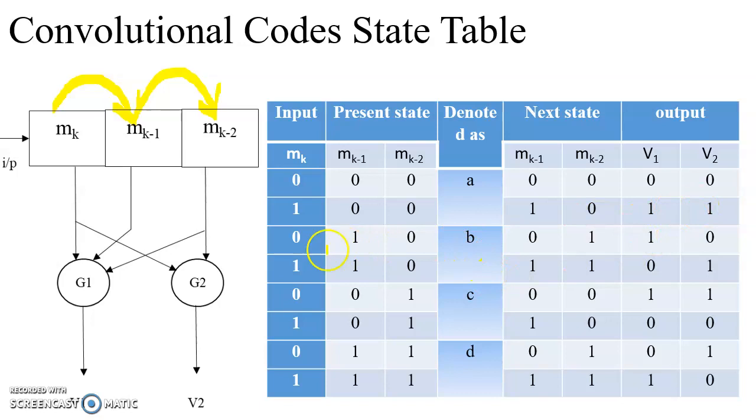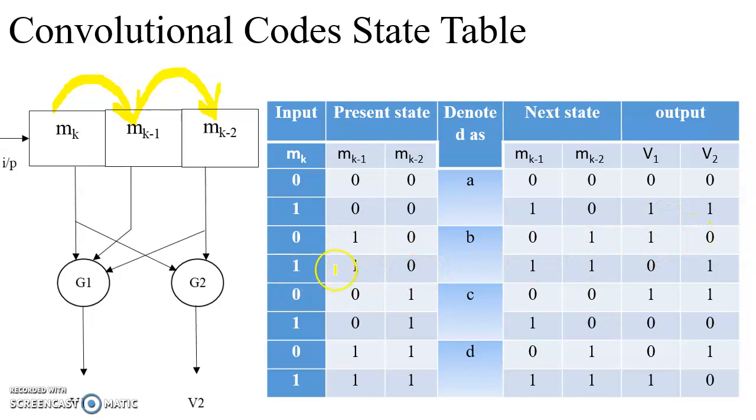Next, B, present state is 1, 0, input is 0, next state will be 0, 1. This 0 is moving here, this 1 is moving over here. So it will be 0, 1. Output V1, V2: V1 is the addition of all 3, that is 1. V2 is the addition of 0 plus 0, that is 0.